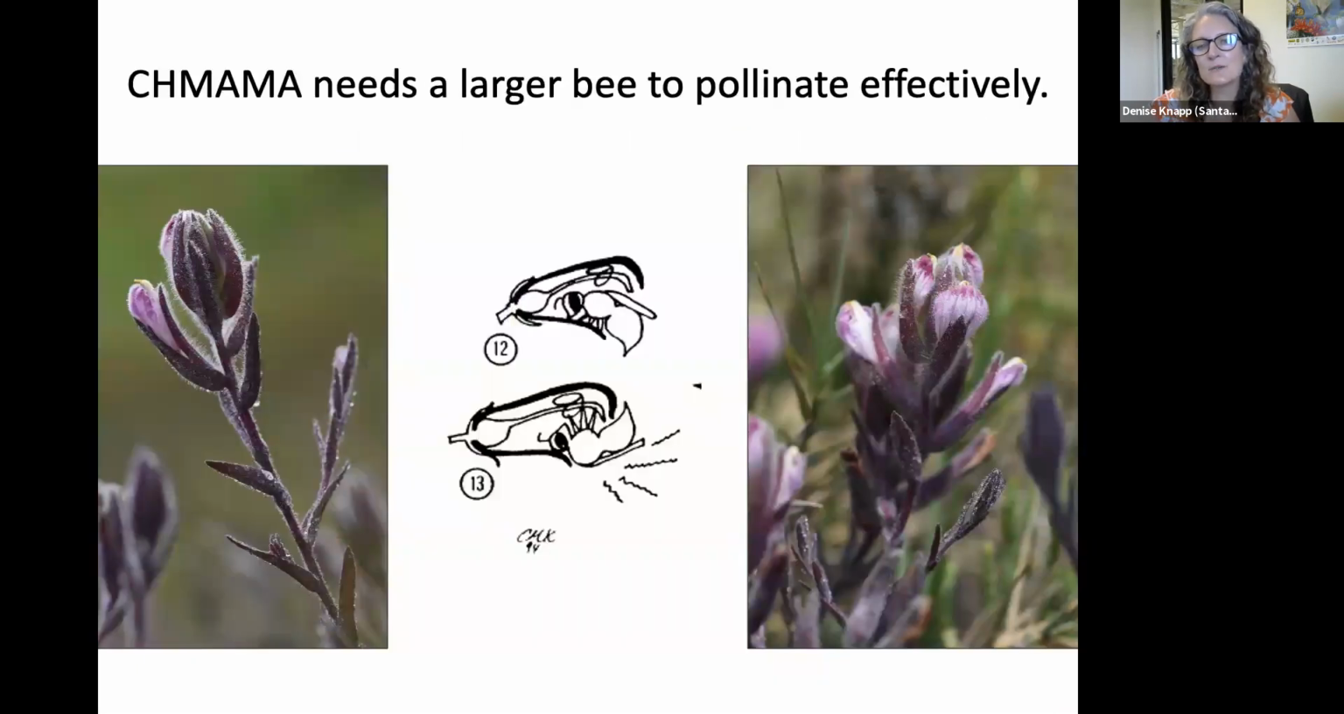And this plant is a great example where it needs a larger bee to pollinate it effectively. So you can see the diagram there, how these flowers are kind of closed up. You can see it in the image on the right too. And so it needs a bigger bodied bee to kind of push its way in and to touch the parts in the right places to transfer the pollen. Next.